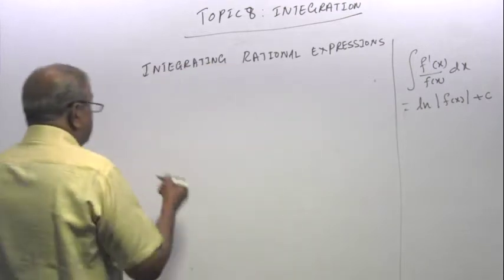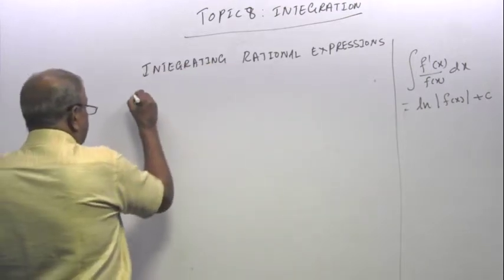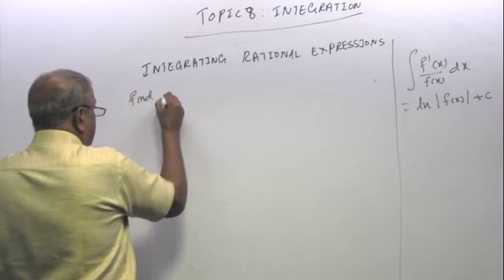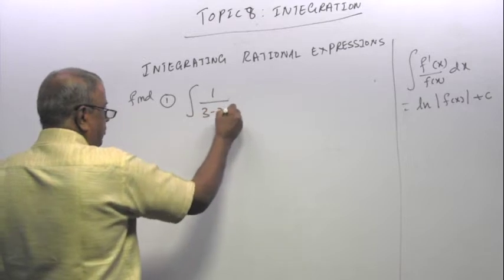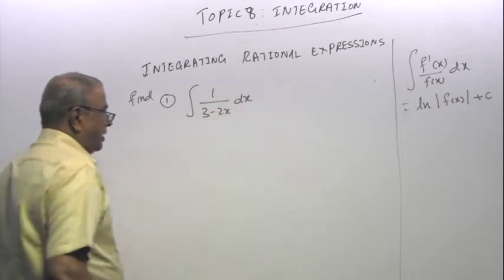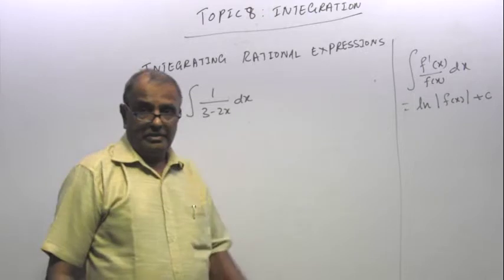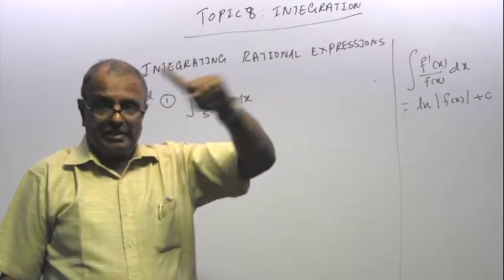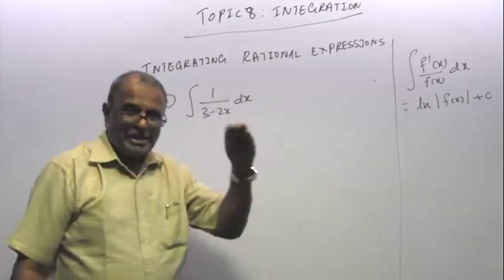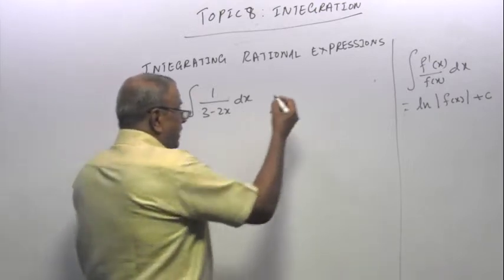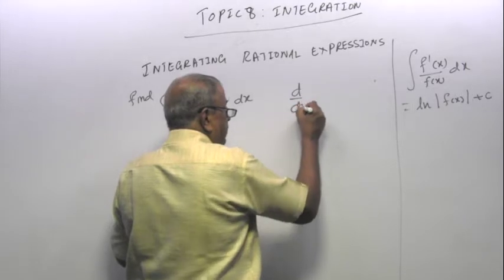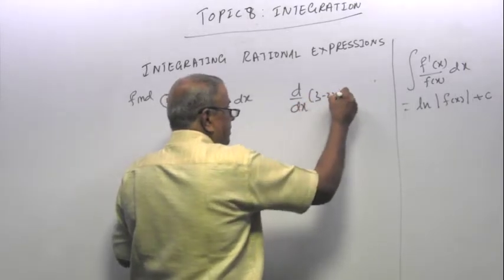So let's take some simple examples. Find number 1, integral 1 over 3 minus 2x dx. I could use the first method, direct application, but there is a better way, especially with fractions. What you get when you differentiate this, you do mentally, but to make you understand, I will write it.